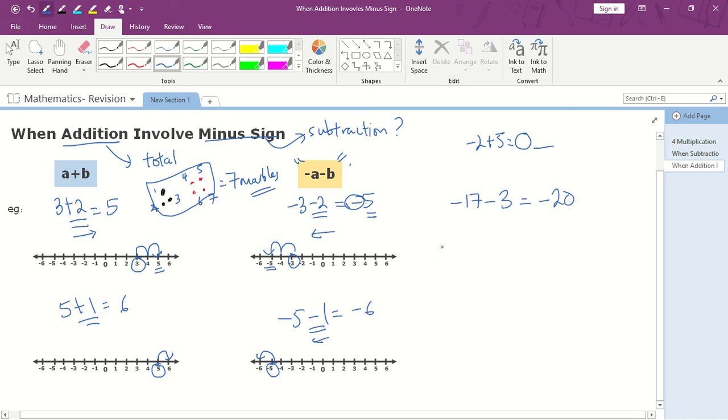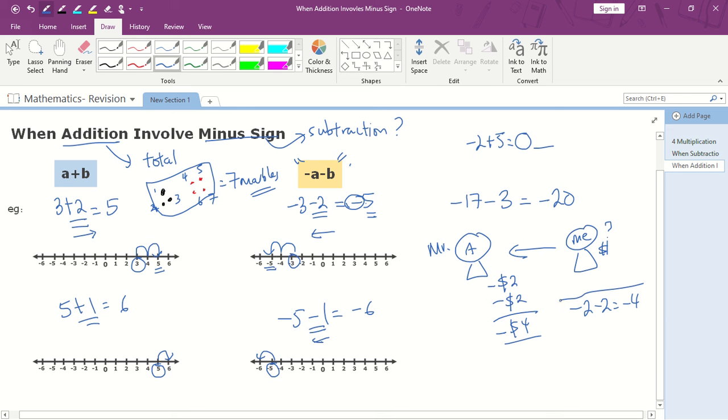Or in another simple illustration, one day a person A, and this is me. One day I don't have enough money. I don't have money, so I come to Mr. A here to say, can I borrow $2? And he says okay. So I borrow $2 from Mr. A. And later on, the next day, I borrow another $2 from him. So in conclusion, I owe Mr. A $4, which is the case of negative 2 minus 2 is equal to negative 4. Is it easy? That's the situation when addition involves a minus sign.